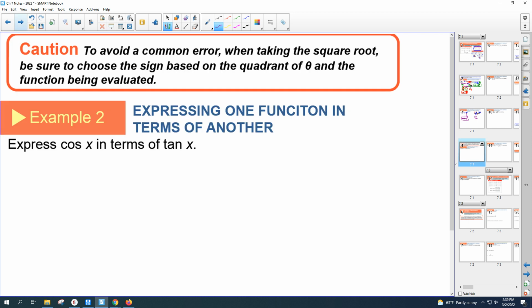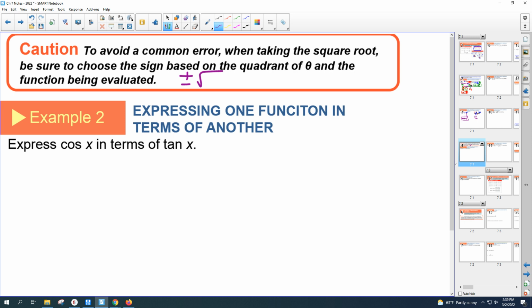Okay. Talks about a common error when taking the square root. You choose the sign based on the quadrant. So that's just when you get a plus or minus, you've got to think about the quadrant so you know which one to pick. All right. Is it positive? Is it negative? Where are we at? How do we know? Like that.